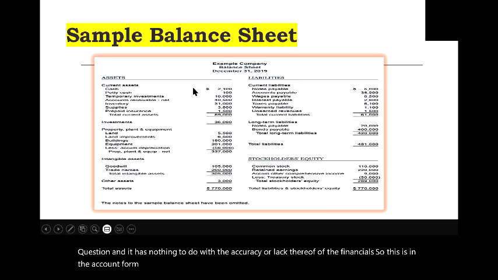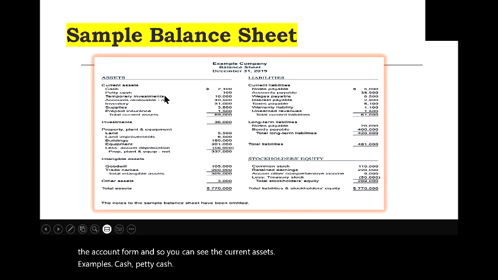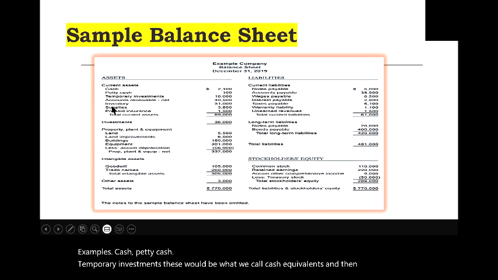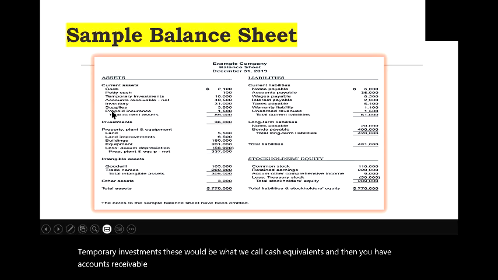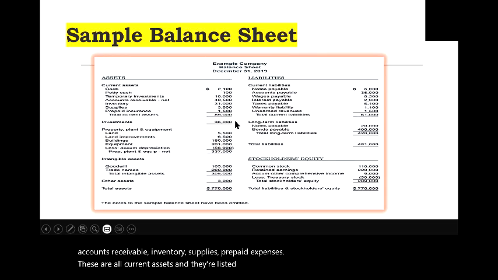And so you can see the current assets, examples: cash, petty cash, temporary investments. So these would be what we call cash equivalents. And then you have accounts receivable, inventory, supplies, prepaid expenses. These are all current assets, and they're listed in the order of liquidity.